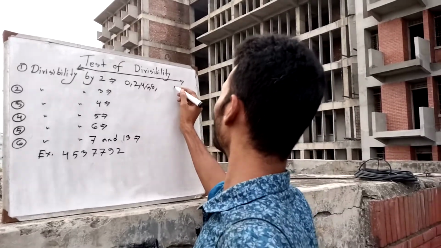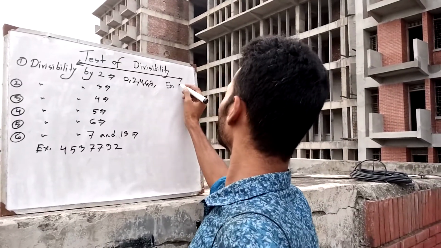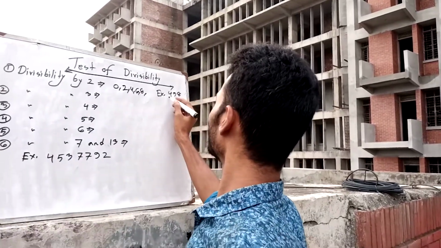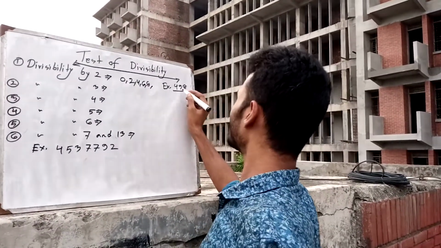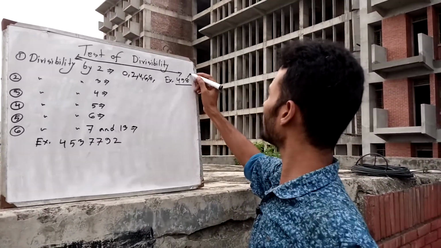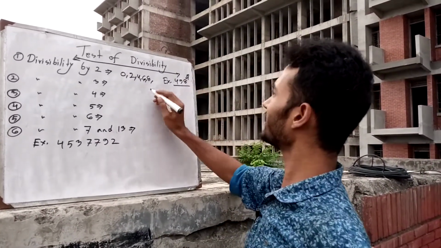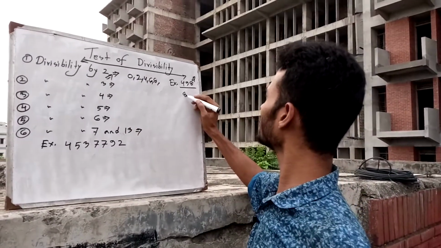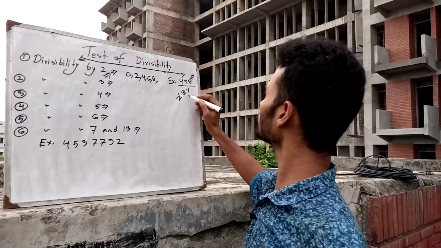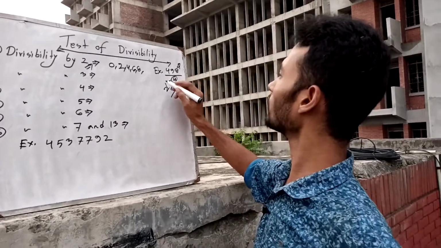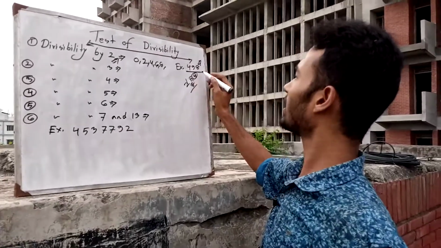Here we have a number, for example, 498. In this number 498 our unit digit is 8, and 8 can be divided by 2. By dividing by 2 we find the result 249. So it is called an even number.